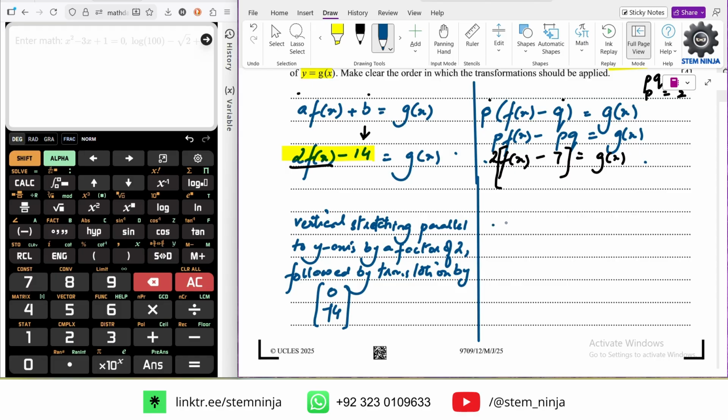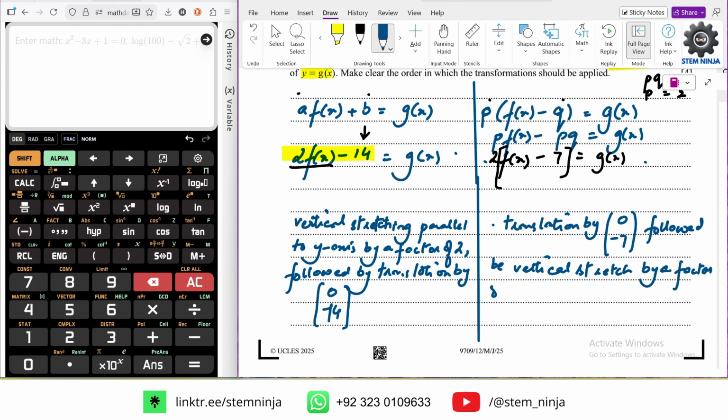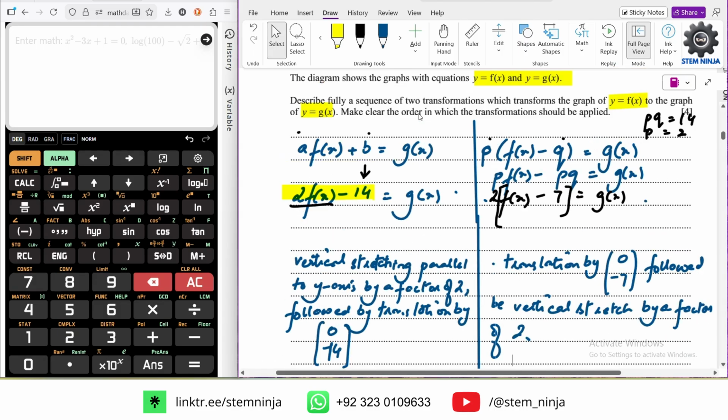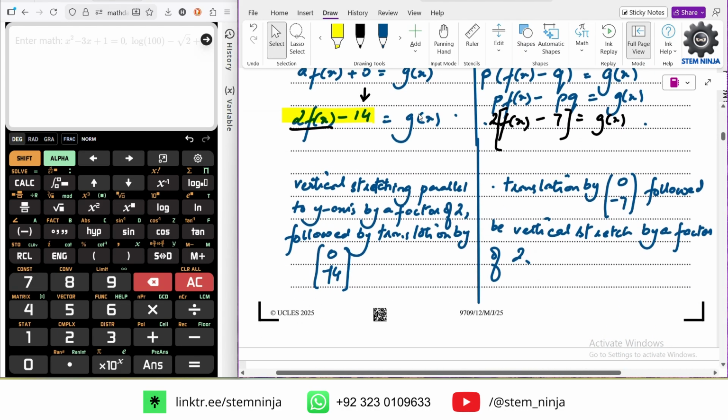Over here it's a translation by (0, -7) followed by vertical stretching by a factor of 2. Right, and that's it for this question. Let's move on to the next one.